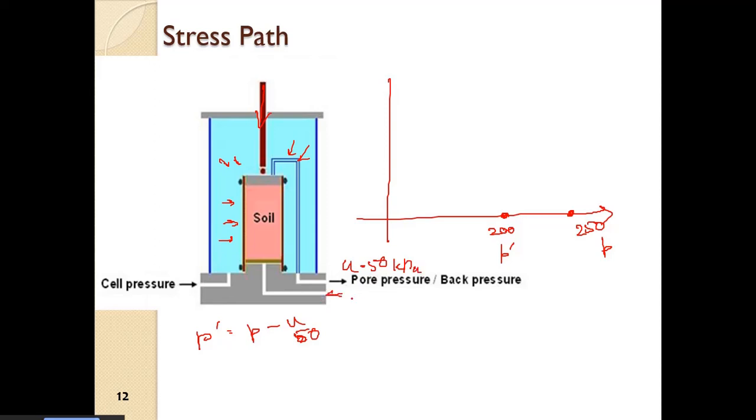And here also we are applying a back pressure, which is equal to the hydrostatic pore water pressure. So it is equivalent to the hydrostatic pore water pressure.